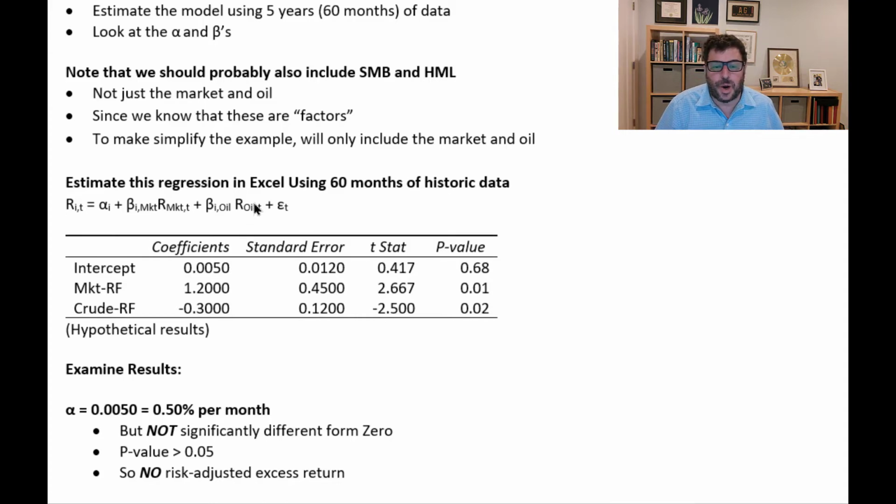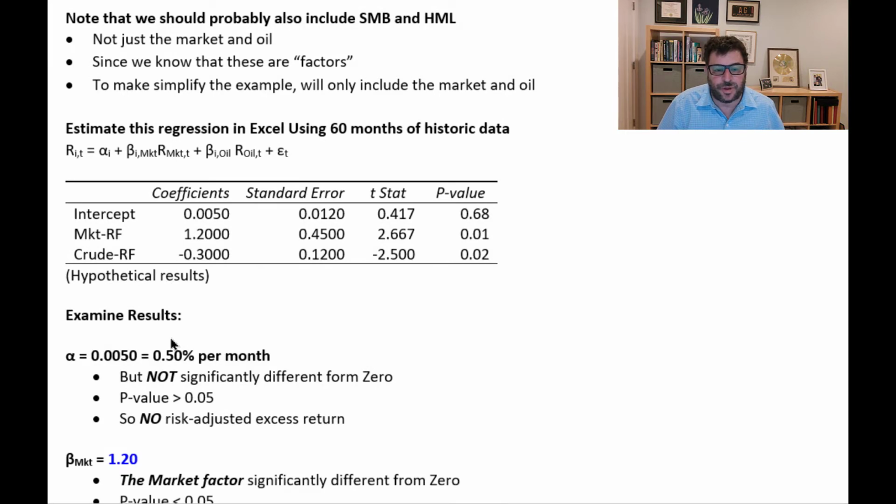And we're going to run our regression, and here are our hypothetical regression results. I can see that I have an intercept, an alpha, that is not statistically significantly different from zero, so I can ignore that. I have a market beta, which is 1.2. This is positive and significant. Okay, so that's going to be in my model. In addition, I have crude oil, which is negative and significant. So when the price of crude goes up, the value of my stock goes down because I have a negative beta. Let's just very quickly look at these results.